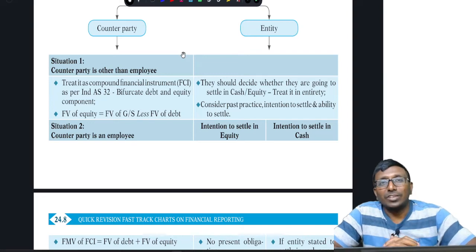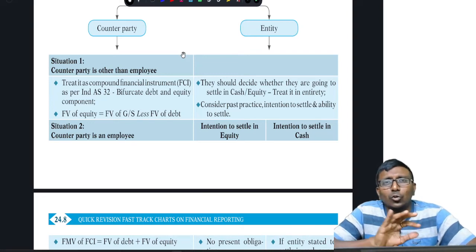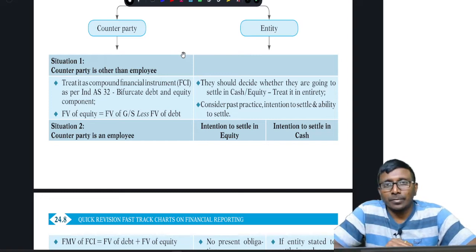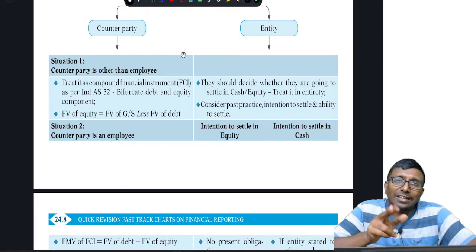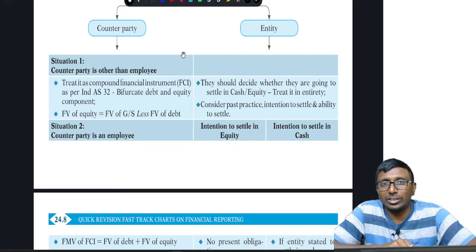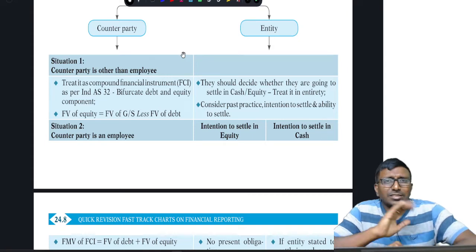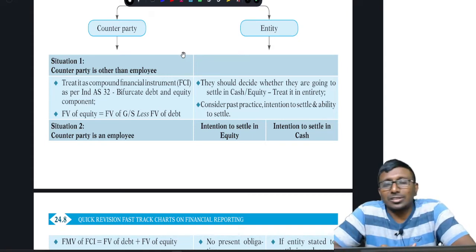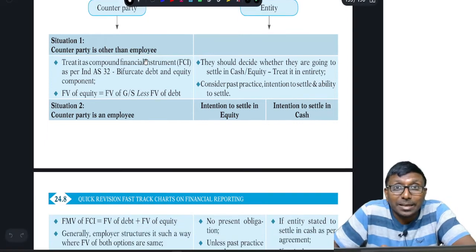What is the fair value of equity? Fair value of the equity is equal to fair market value of the goods or services minus fair market value of the debt. How much they are expected to pay, you bring it to present value, and that will be deducted from the goods or services. The remaining amount is equal to equity. The equity element will be accounted as equity settled share based payment, and the liability debt portion will be accounted as cash settled share based payment. That is a simple one. Second situation is situation number 2, where the counterparty is an employee.